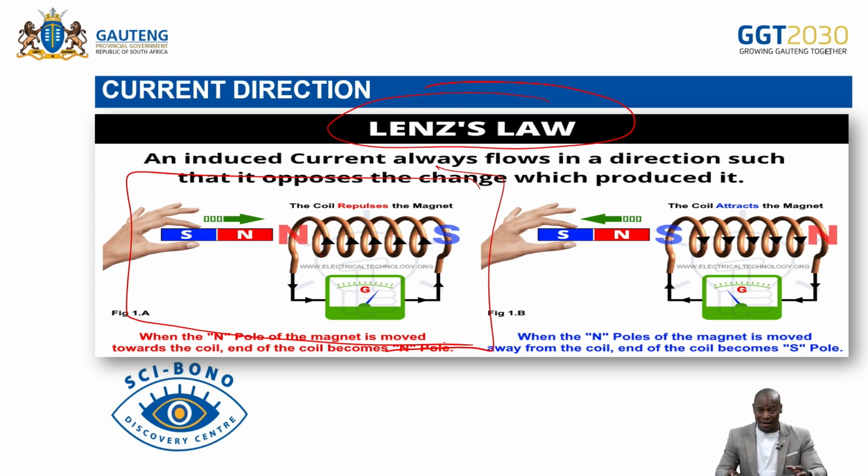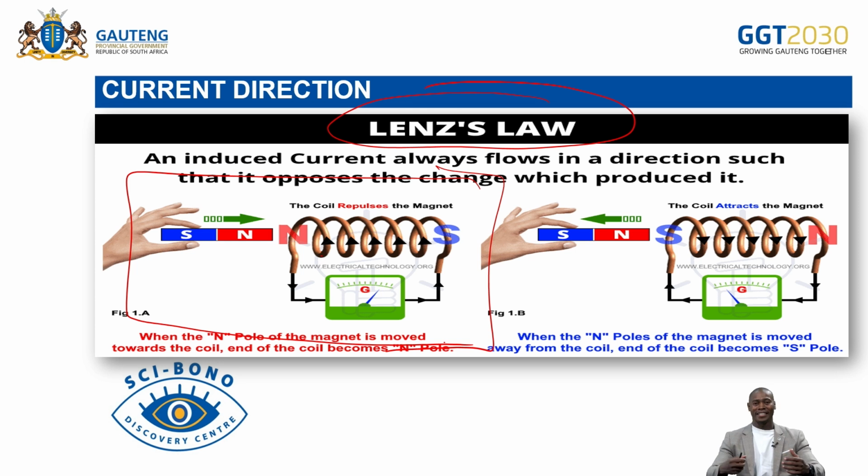So let me make it simple for you. We are pushing this magnet with the north pole. So we are pushing it towards the solenoid. What is going to happen to the induced current? It's going to try to oppose this change, right? So what am I trying to say? We are pushing it towards the solenoid.